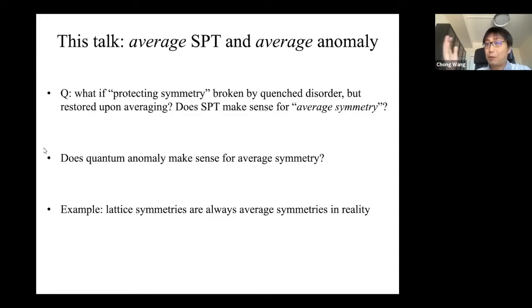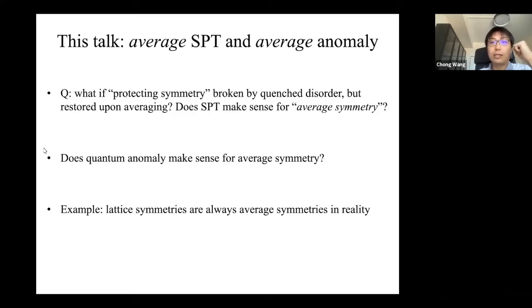The most familiar example are, in fact, lattice symmetries in any realistic crystals. In any crystal, I always have some dirt, some impurities, some lattice defect. So when we say that the system has translation or rotation symmetry, at best, we mean that those symmetries are there upon disorder averaging. Right?